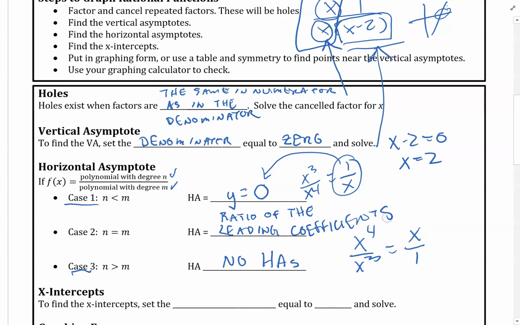So for example, when I reduce, I factor out common factors from the numerator and denominator, and I end up with something like 2x over x, or 1x I should say. Here we would have a horizontal asymptote at 2. So it's the ratio of the leading coefficients.